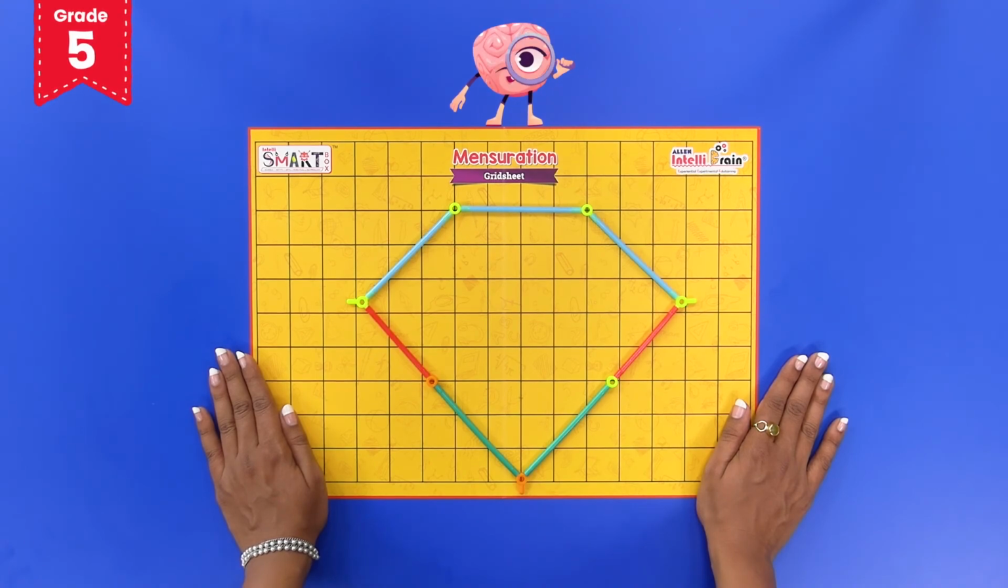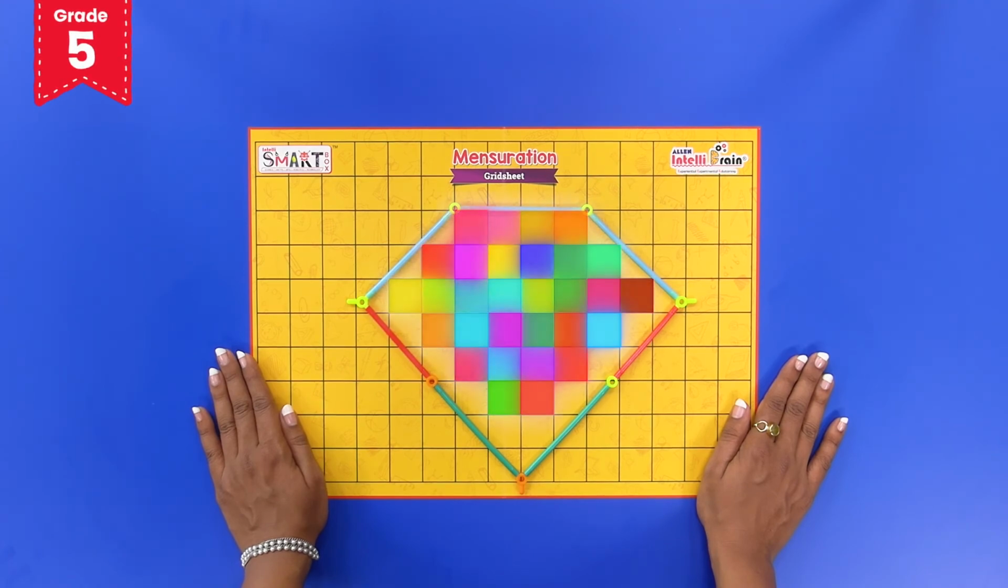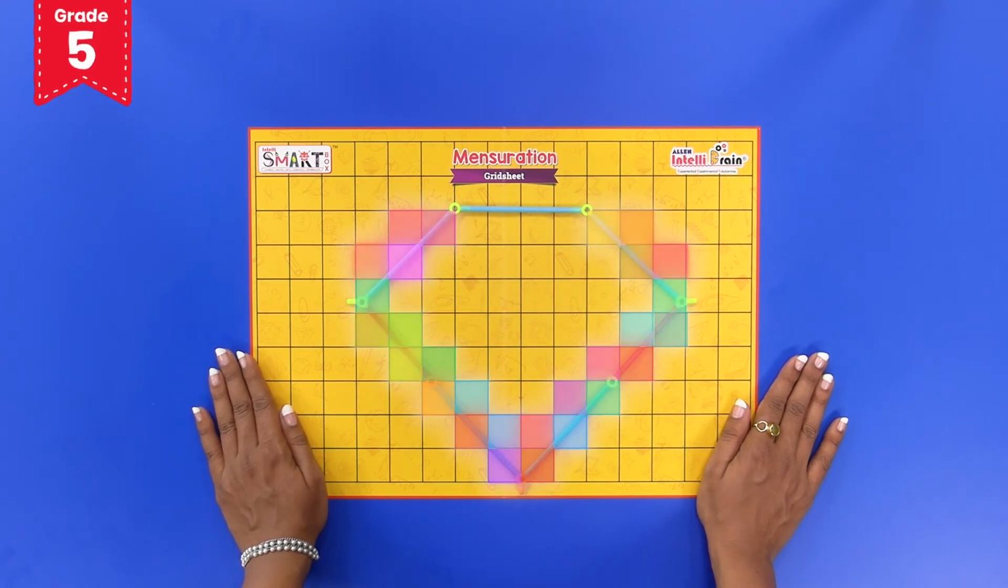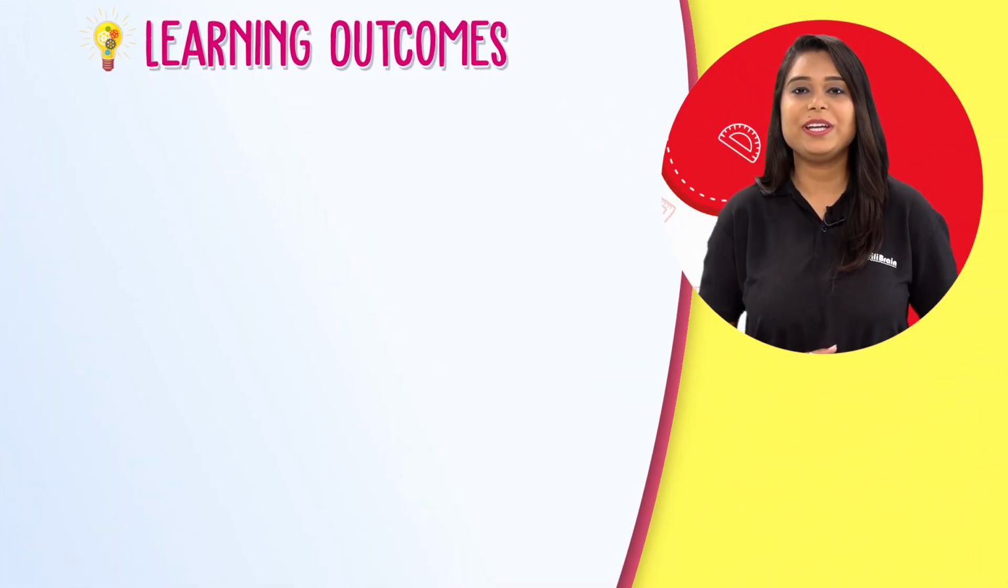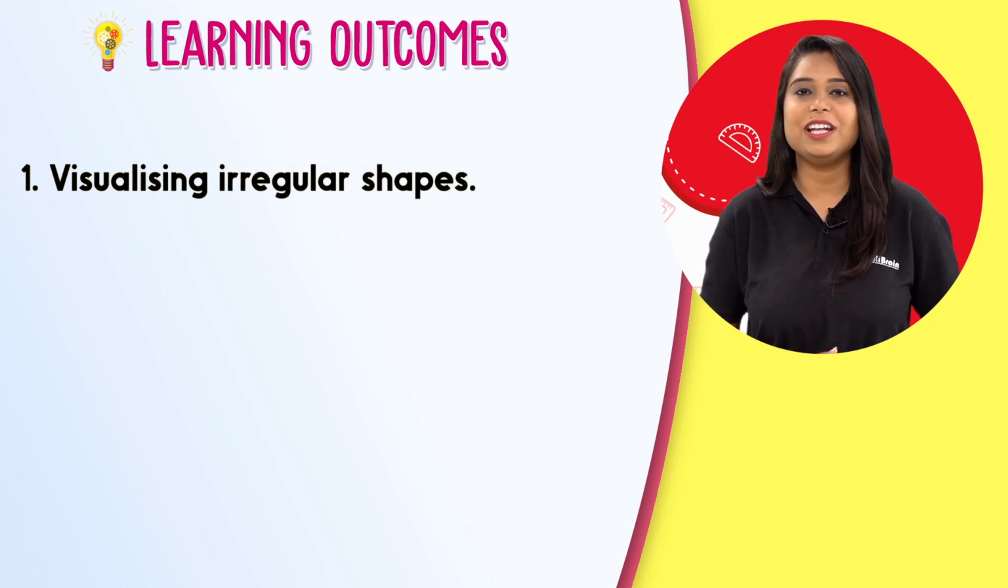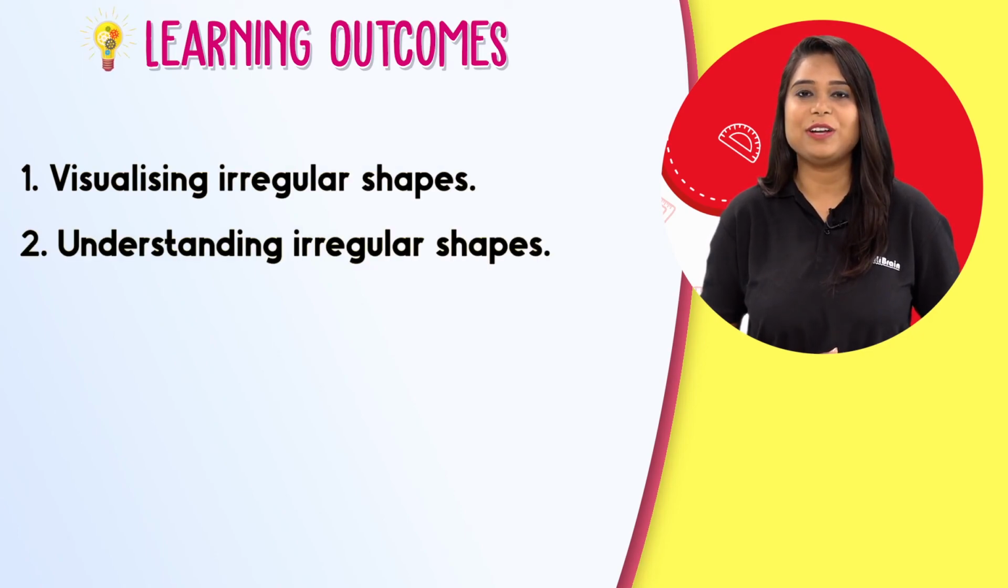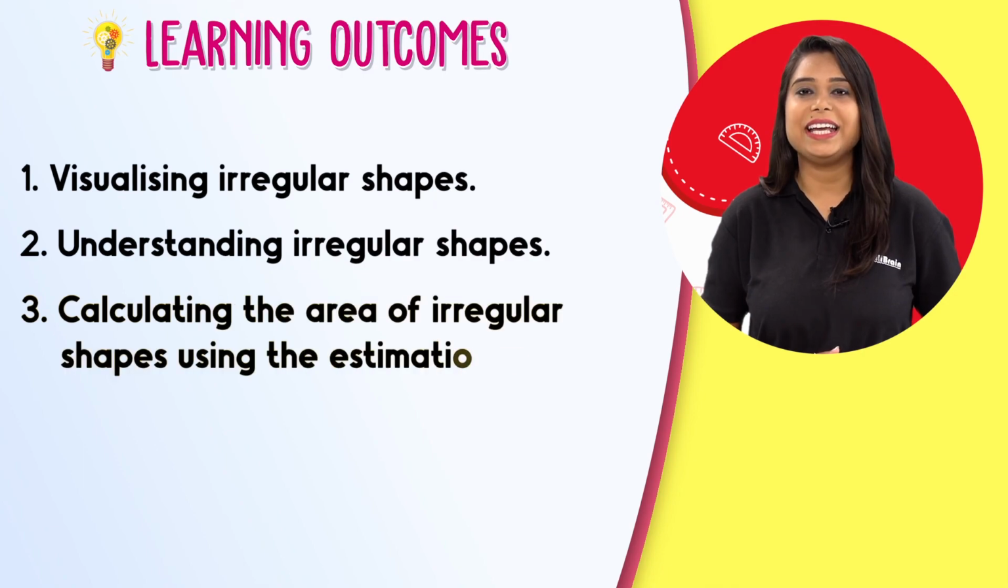Observe that finding the area by estimation method is efficient only when the given irregular shape covers complete square cells as well as partial square cells on the mensuration grid sheet. After doing this activity, you will have gained the expertise in the following concepts: visualizing irregular shapes, understanding irregular shapes, calculating the area of irregular shapes using the estimation method.